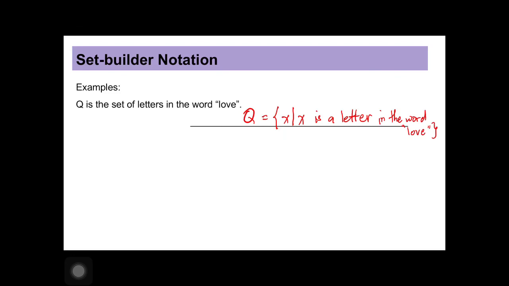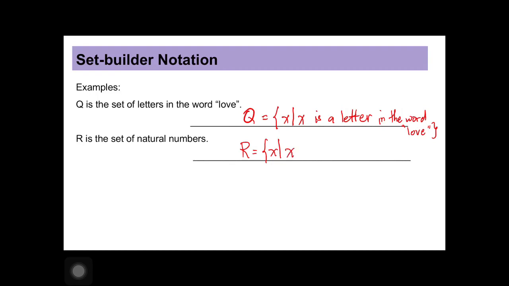Okay, so X such that X is a letter in the word love. You can write it like this one. Next, R is the set of natural numbers. So here R is equal to X such that X is an element of N, N being the natural numbers.